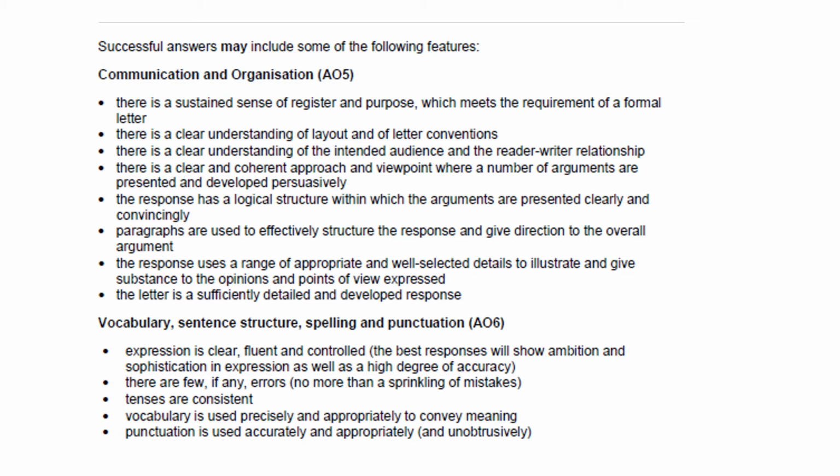They're not looking for the fanciest words in the world, but they are looking for vocab that suits the formality of the task. So in this case, vocab that's mid-range, suited to talking to a headmaster or headmistress.